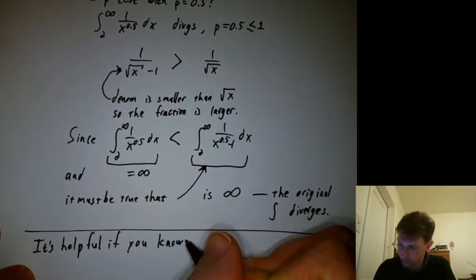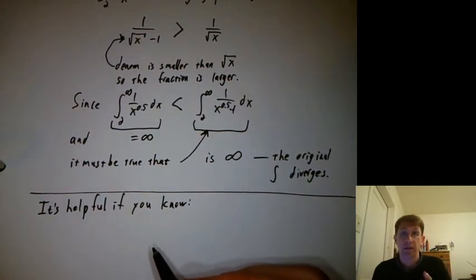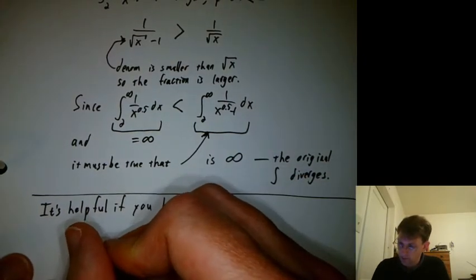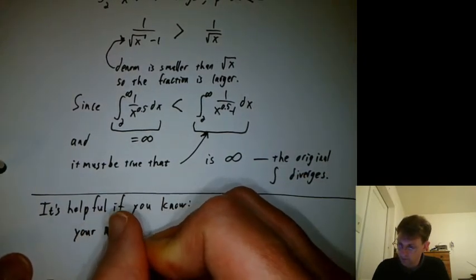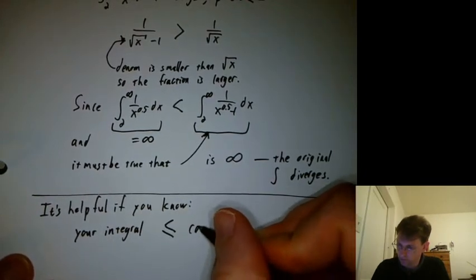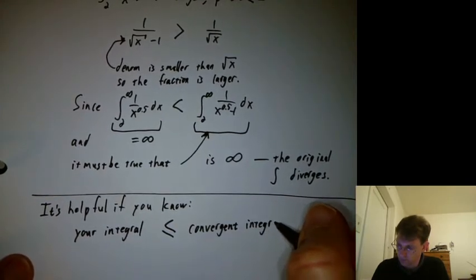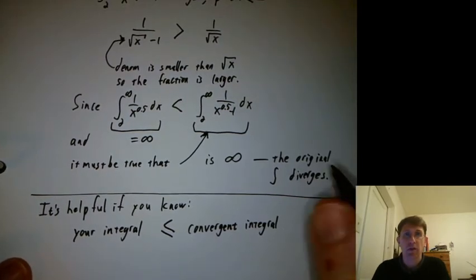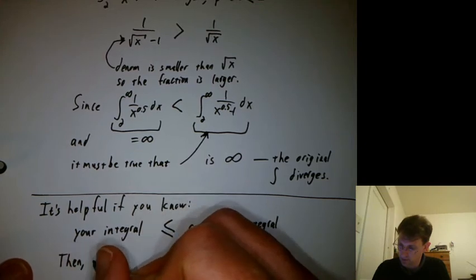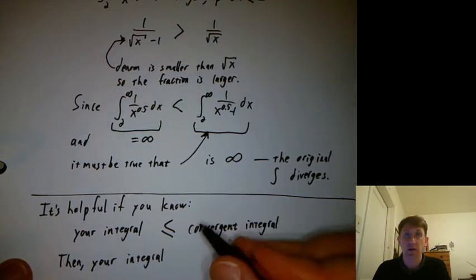It's helpful if you know that your integral is less than a convergent integral, because you can make a conclusion there. What would you conclude in that case? Then your integral converges.